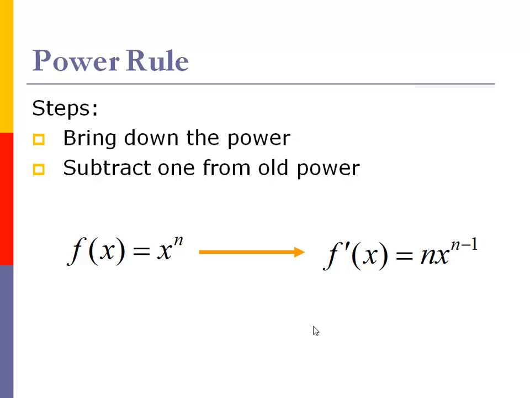Basically, the shortcut is to bring down the original power as your coefficient, and then subtract 1 from the power. So that's why you're seeing an n and an n minus 1 there. So that's basically our first rule, the power rule, and as you can see, we need practice on our powers because when we do the derivative, the shortcut is all about the power.